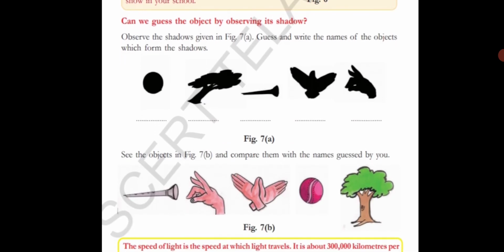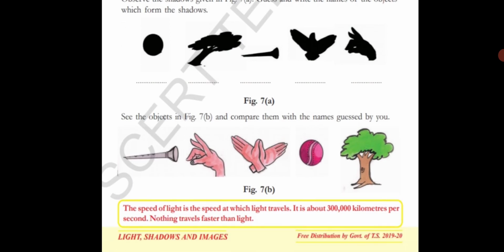Can you guess the objects by observing their shadows? Observe figure 7 and write the names of the objects first. Say ball, tree, nail, bird. Second is fingers. Using fingers we made it, it's like a rabbit. See the objects in figure 7 and compare them with the names guessed by you. Yes, nail. Fingers, I said the last one. You hear also bird with fingers, ball, tree.